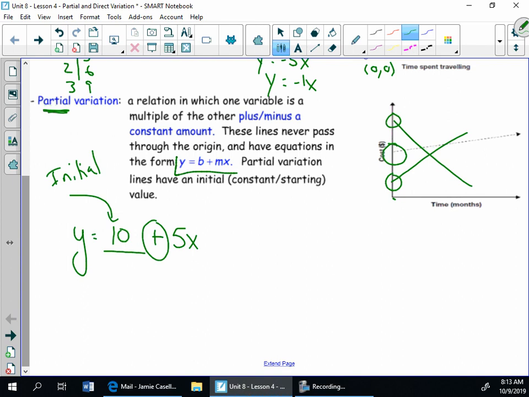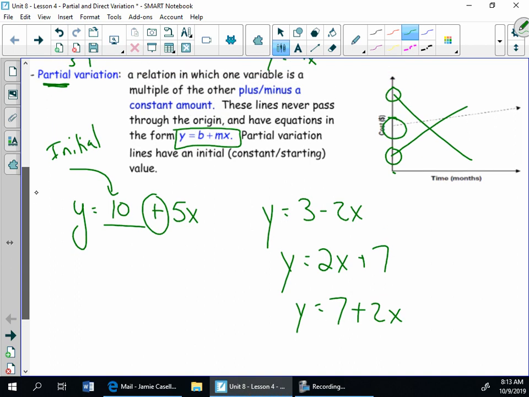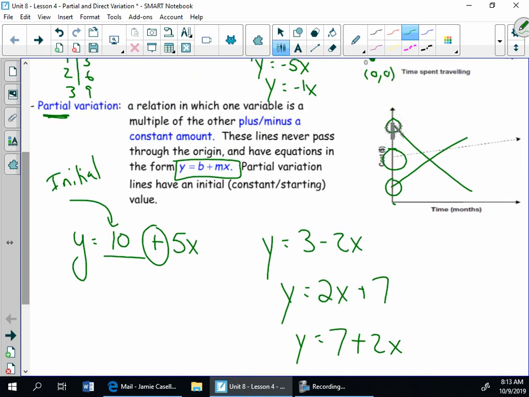Okay. They take the equation that we've been noticing. Okay. So some examples. 3 minus 2x. We can do some weird stuff with this. Let's say that 2x plus 7. That's still the same thing. It's just out of order. That's the exact same thing as this. The order is not important. The signs and the numbers are, but those are actually the same things. And these ones that have initial values, we call them partial variations. That's our big idea today. Can we recognize the two different types of lines?